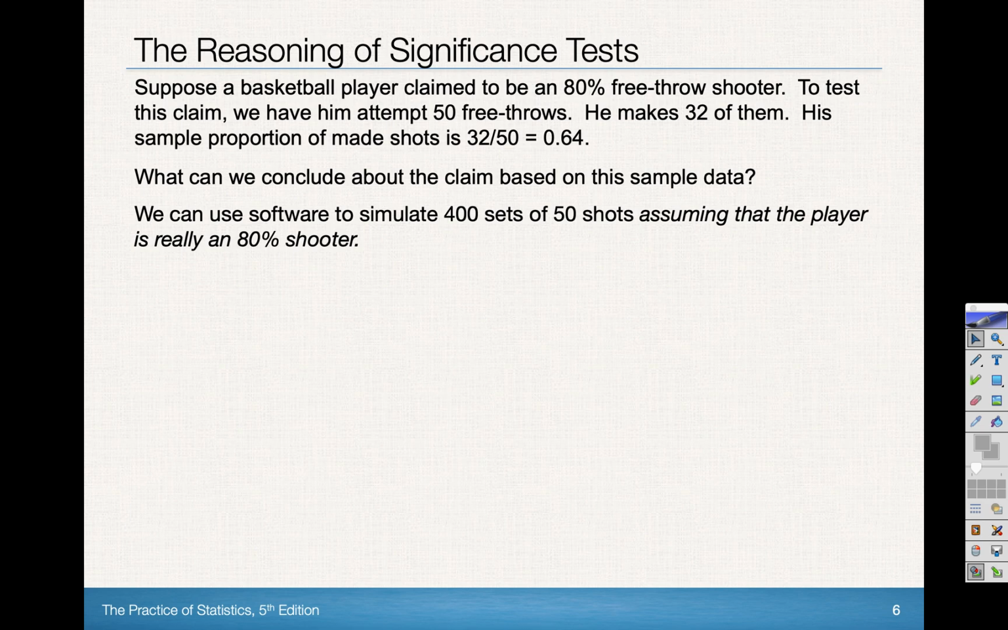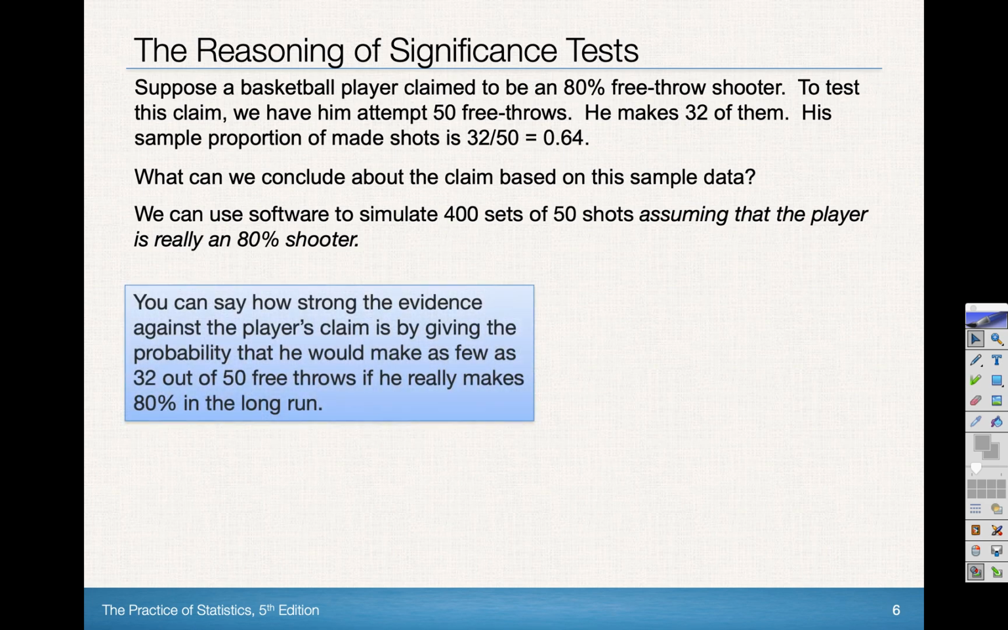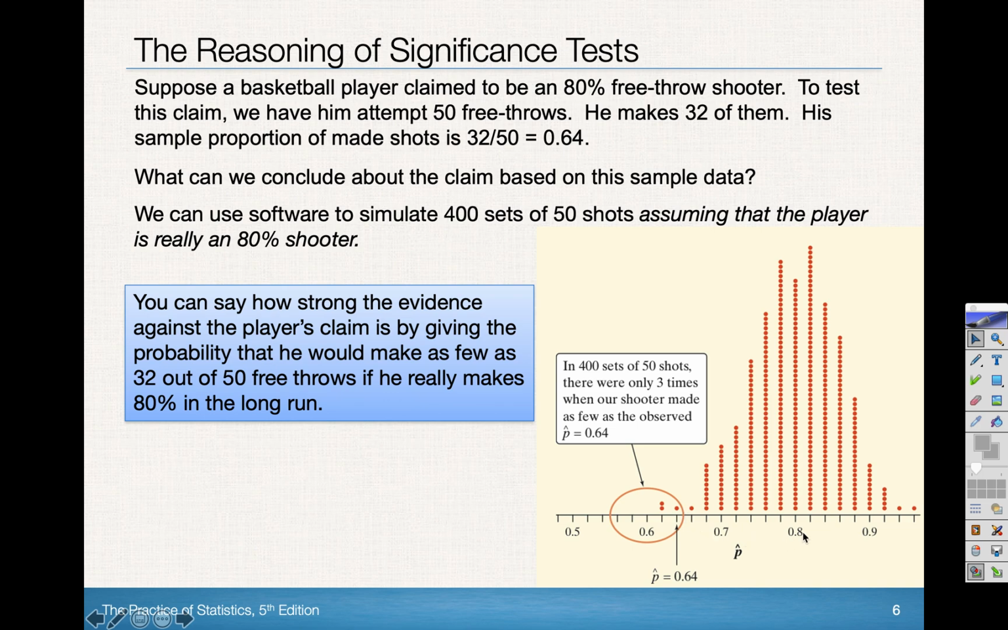So let's go to our simulator, and we're going to take 400 samples of size 50 of a person who really is an 80% free throw shooter. Because if a person who really shoots 80% was to take 50 free throws, they're not going to make 80% every time. Like, they're going to make 41 sometimes, they'll make 38 sometimes, they'll make 44 sometimes. They're not always going to make 40 out of 50. So here is our distribution of the 400 samples of size 50.